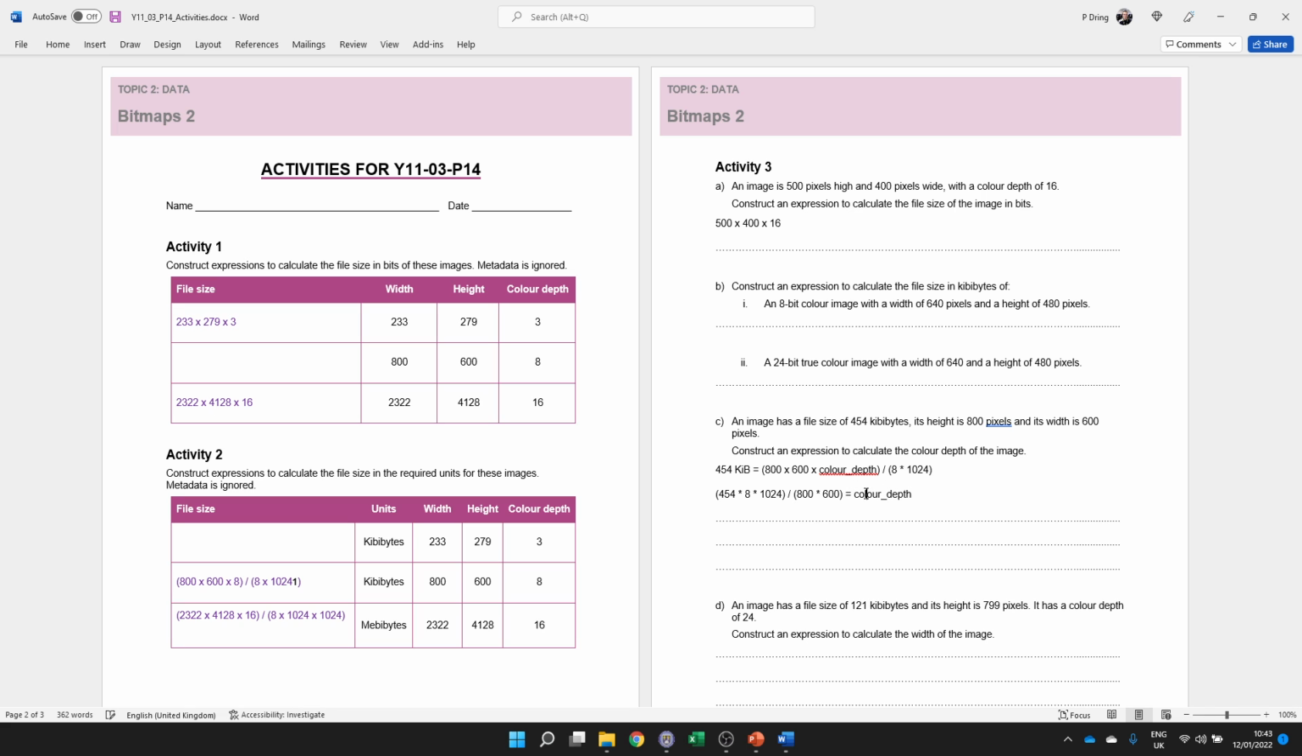So we have to be able to rearrange some equations here. If I want to get rid of the division on this side, I have to multiply both sides of my equal sign by the same thing. That will cancel that. And that's why I've got that multiplied by 8 times 1024 over here. Then if I want to get rid of the 800 by 600, I have to divide this side by 800 by 600, which means I have to divide this side by 800 by 600. Notice you do not need to do the calculation. You are always just constructing an expression. I'll give you a few more minutes to work through activity 3.